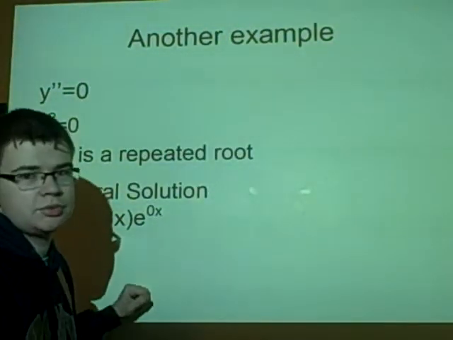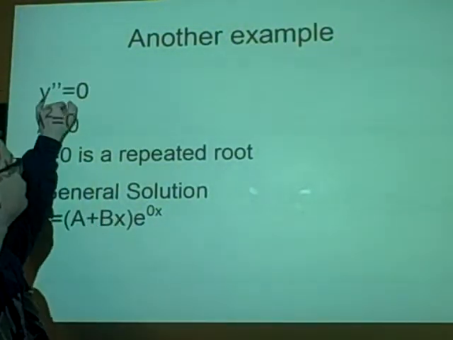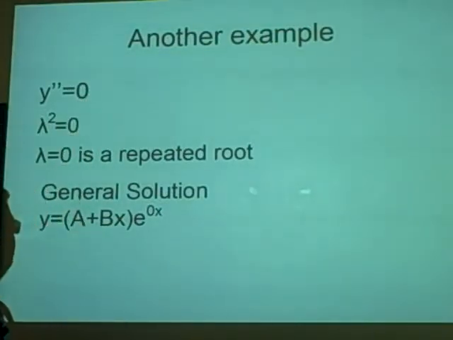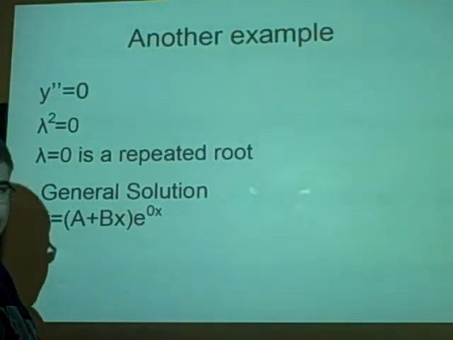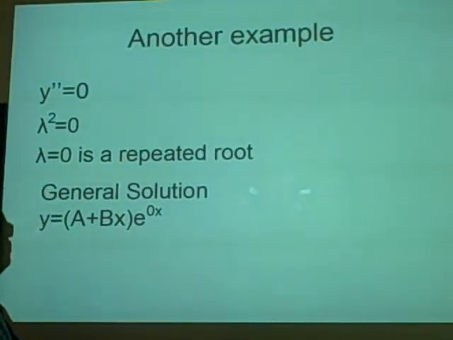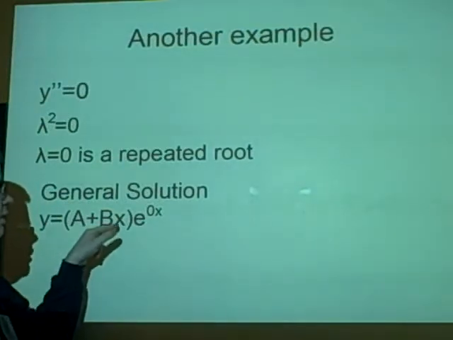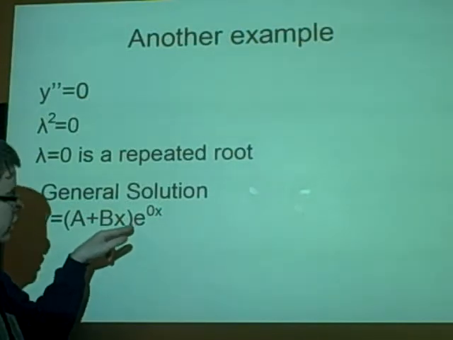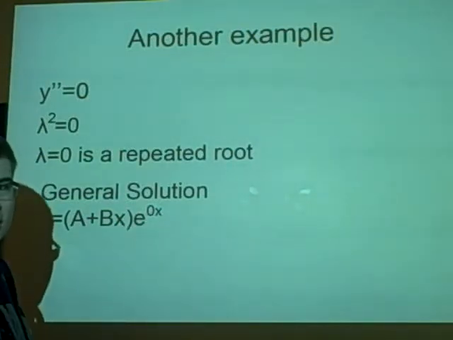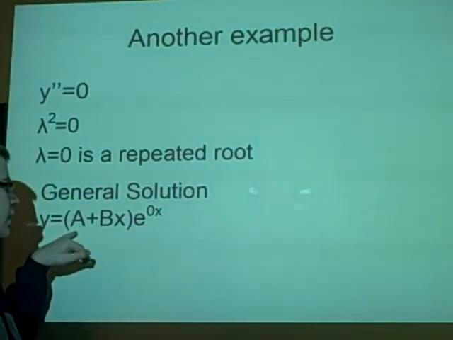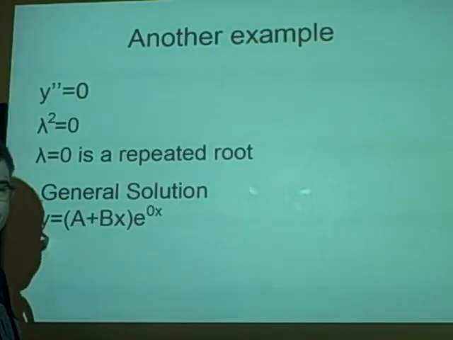There we go. Right, this one's with a repeated root. So we have y double prime equals 0, which is lambda squared equals 0, which is fine. Now, lambda equals 0 is a repeated root, so we change the general solution. We have y equals (a plus bx) all times e to the 0x, and e to the 0x is 1, so you could just put the general solution as y equals a plus bx.